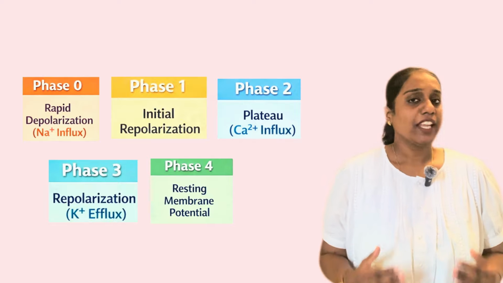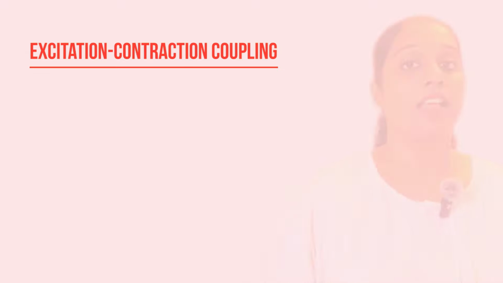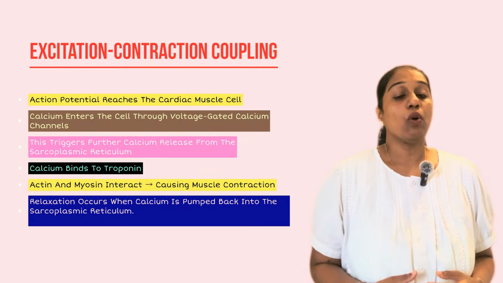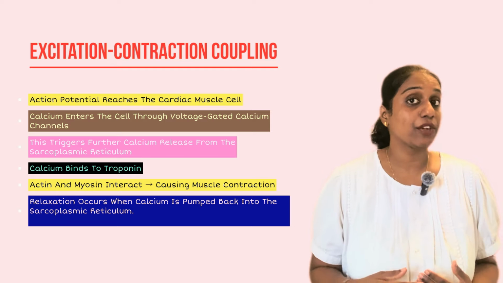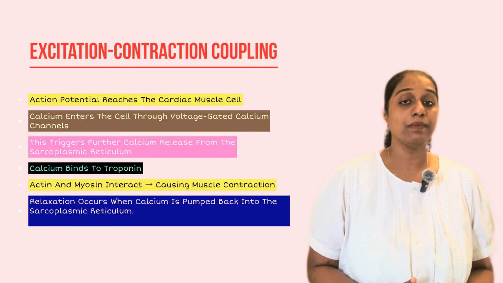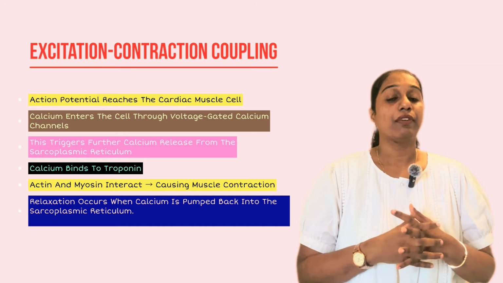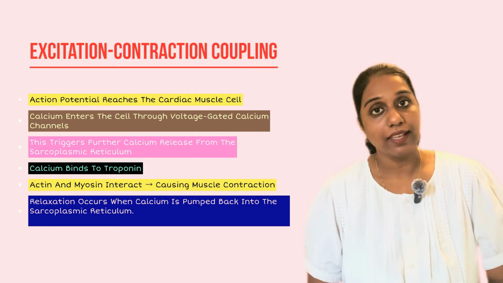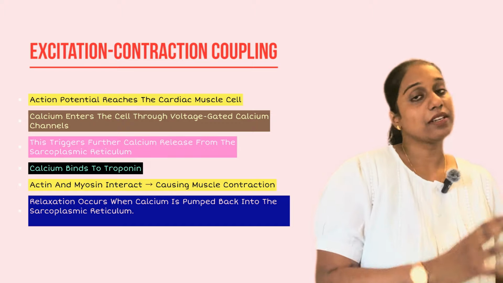Next, coming to the very important section, that is excitation contraction coupling. So cardiac contraction occurs through the following steps. First, an action potential reaches the cardiac muscle. Then calcium enters the cell through voltage-gated calcium ion channels. This causes a further release of calcium from the sarcoplasmic reticulum. Then calcium binds with troponin and actin and myosin interact. Finally, the muscle contraction. And relaxation occurs when the calcium ions are pumped back into the sarcoplasmic reticulum. So this is excitation contraction coupling.